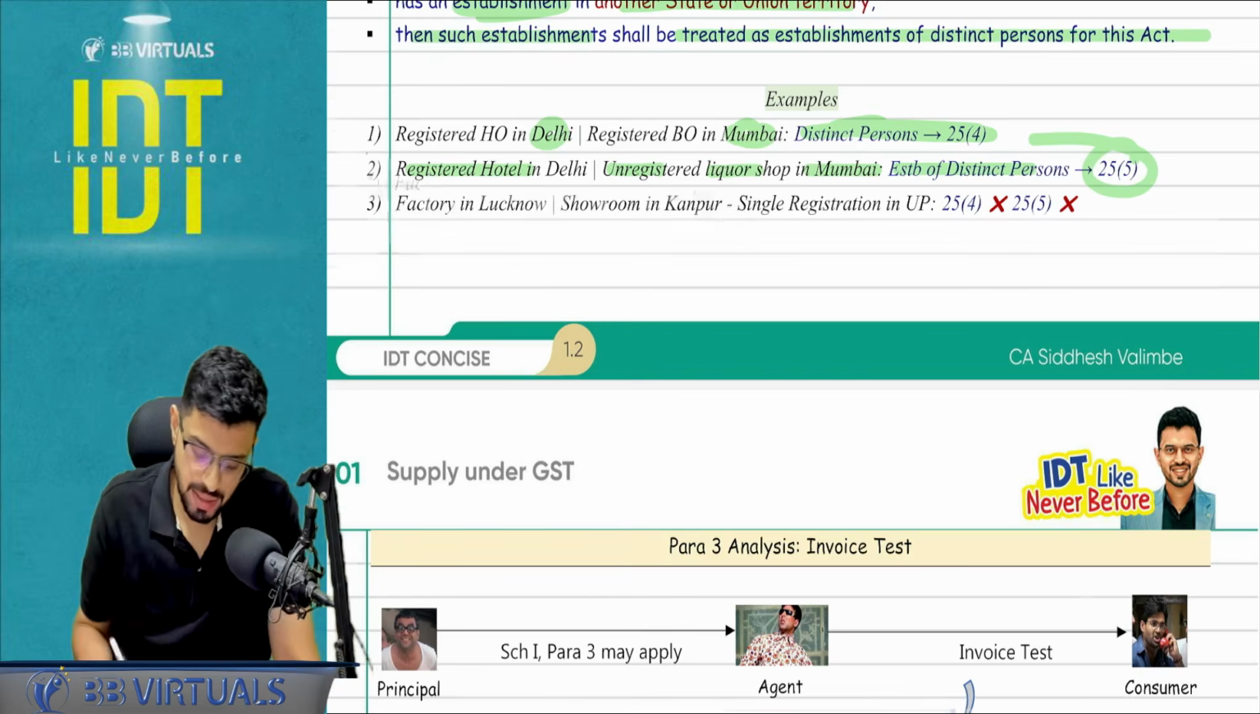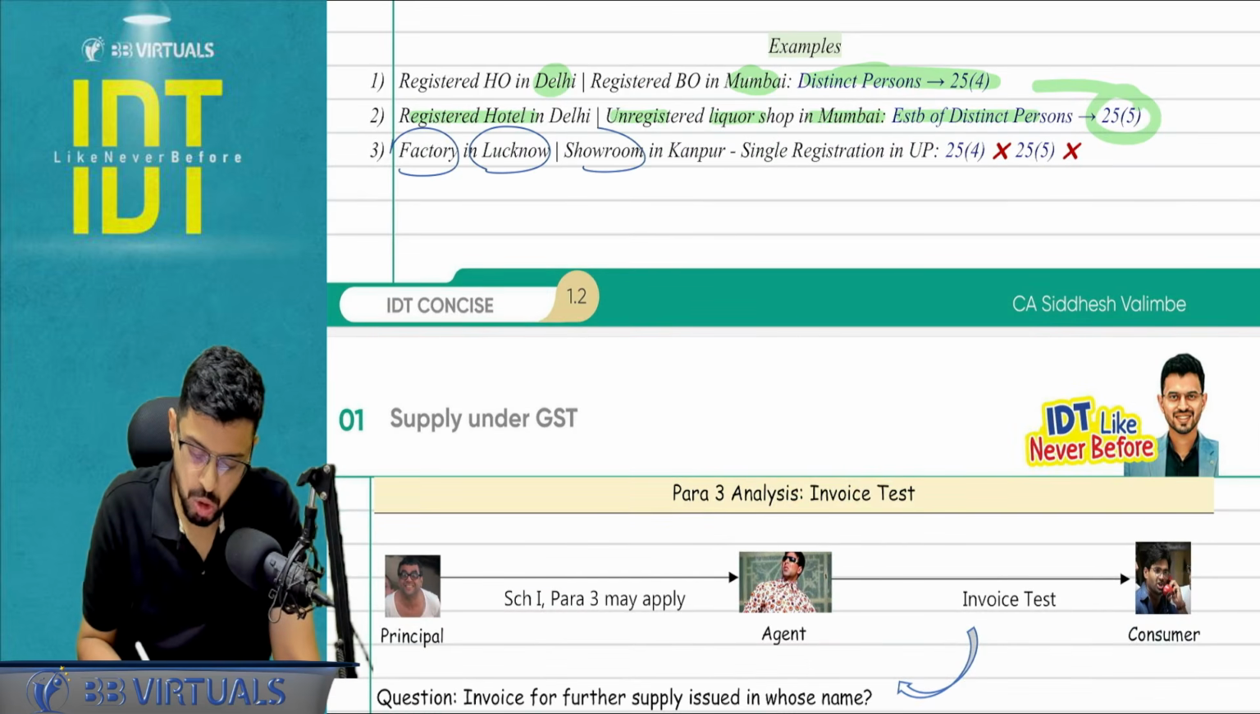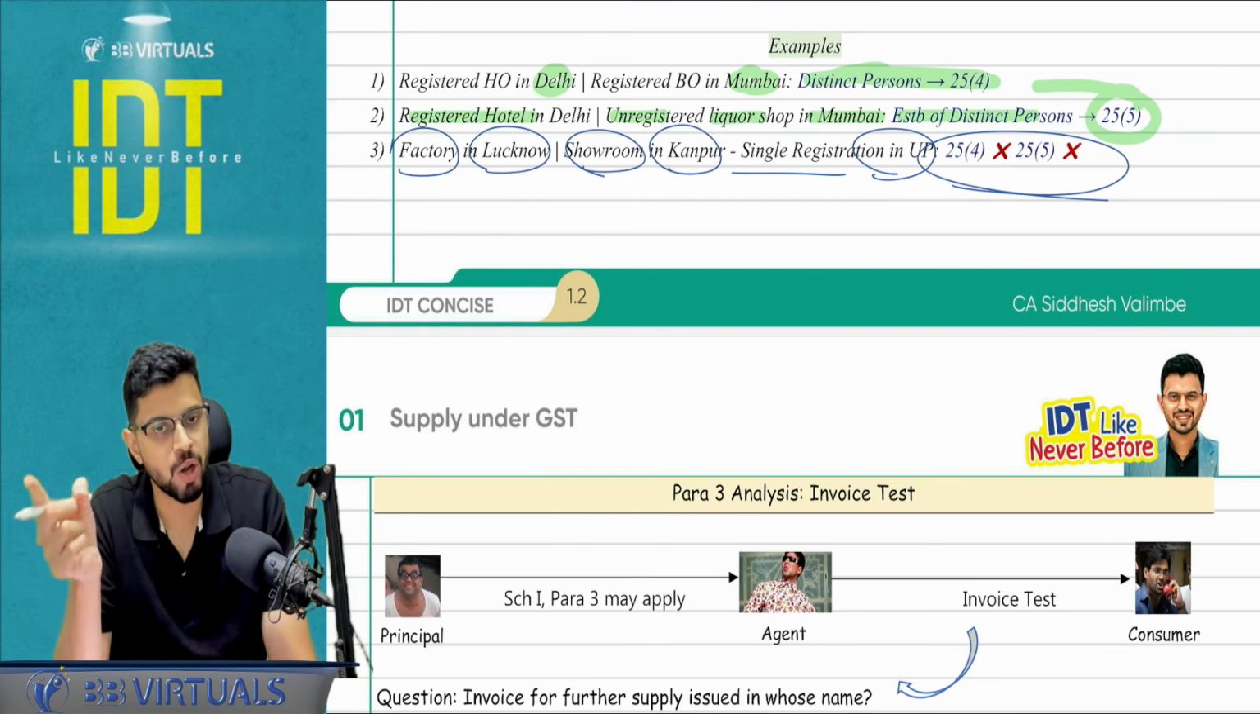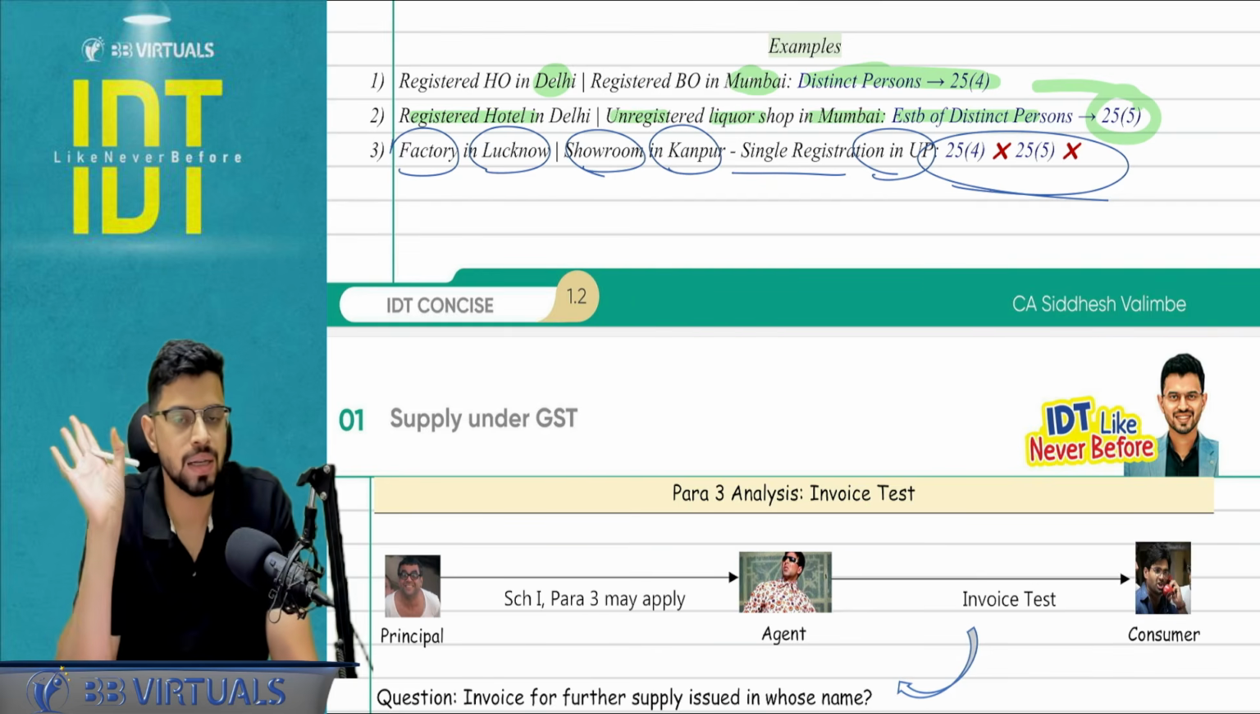I have mentioned this here as well. Factory in Lucknow, showroom in Kanpur, both are in UP, single registration. None of them applies. Paragraph number 2 will not be applicable.